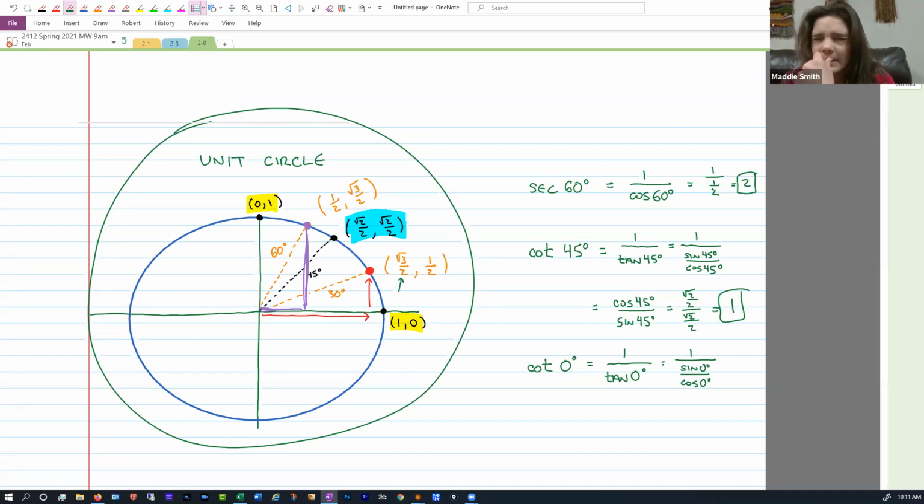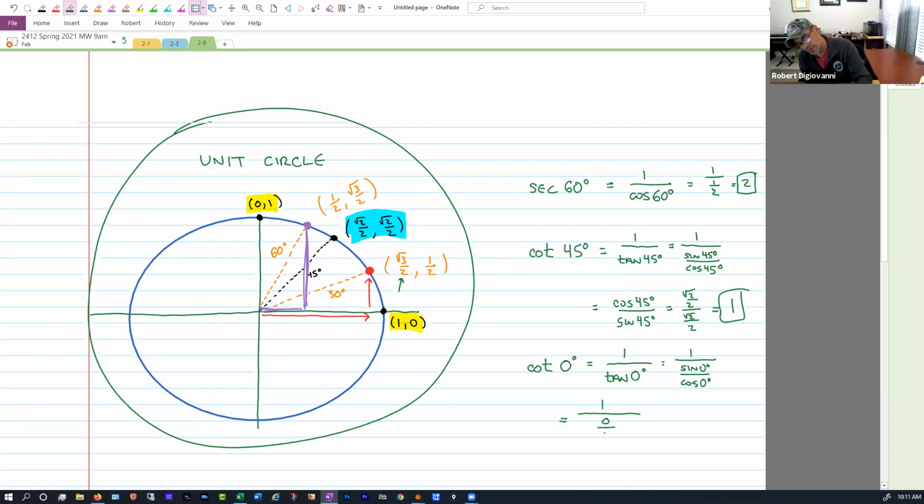And sine of 0 is, sine is the y coordinate, correct? Sine is the y coordinate. So that would be 0 over 1. 0 over cosine of 0 is 1. Does everyone follow that? Look, and let me just say, there's multiple ways that you can look at this. We should all get the same answer.